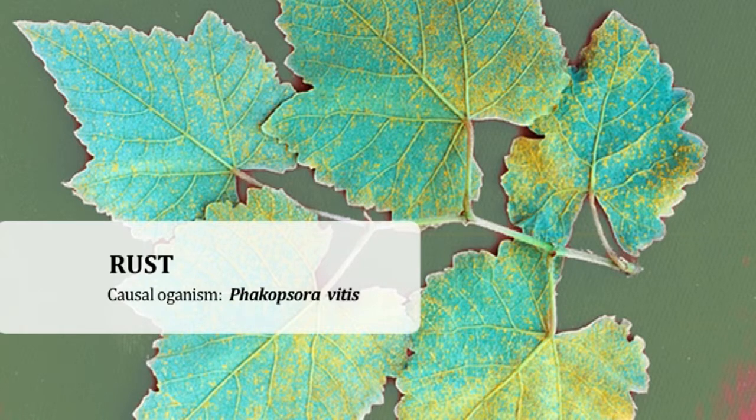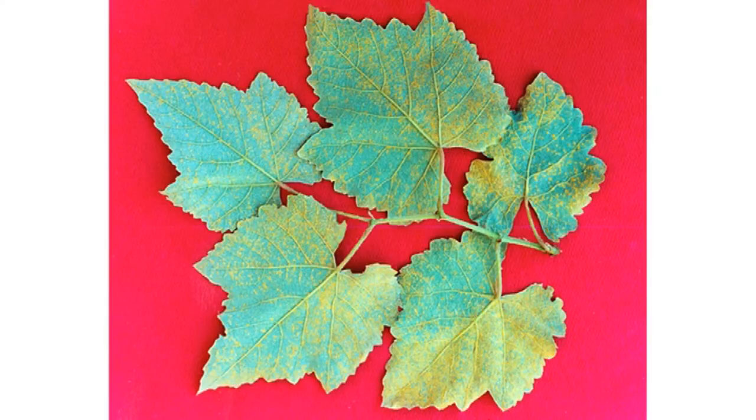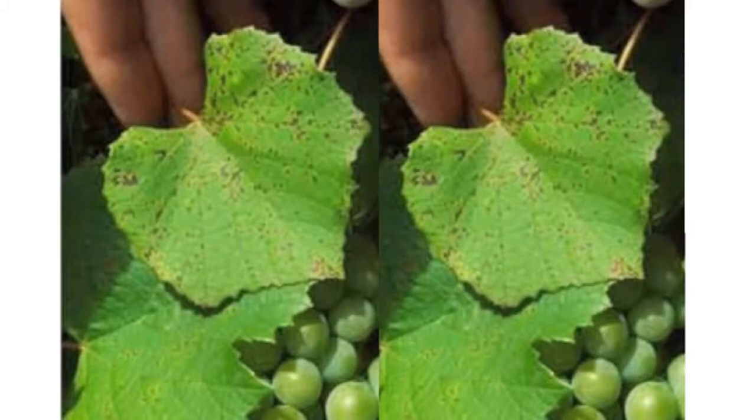Next important disease is the rust. It is caused by Phacospora vitis. Now let's see the symptoms of the disease. The presence of clustered, small, yellow to orange powdery spores on the underside of mature grapevine leaves. Small dark spots also appear on the upper surface.